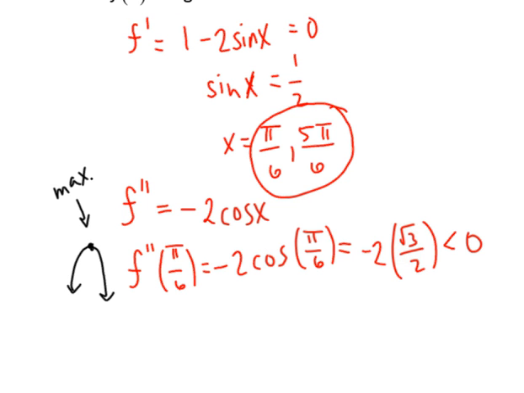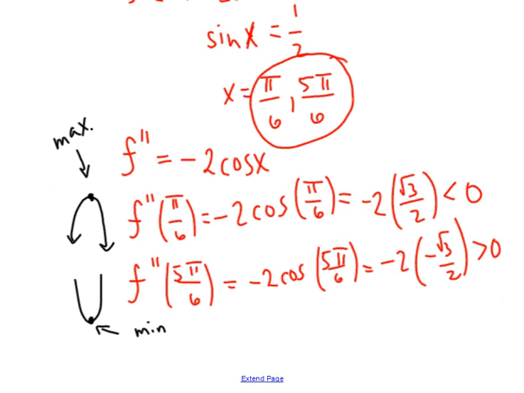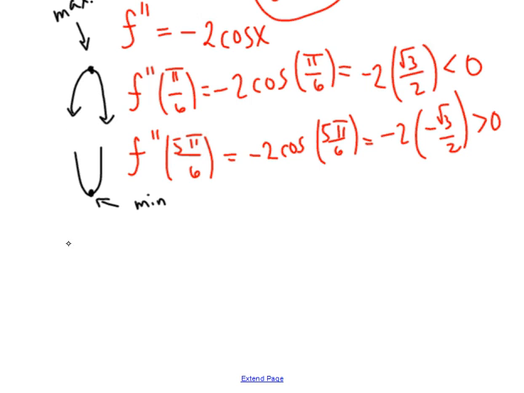Okay? So now let's try the other point, 5 pi over 6. So at 5 pi over 6, we have -2 cosine of 5 pi over 6. And that's actually going to be -2 times -root 3 over 2, which is going to be positive. So therefore, I have a concave up graph and a horizontal tangent line. So therefore, we have a minimum. Okay, so let's go ahead and write our final statement here.